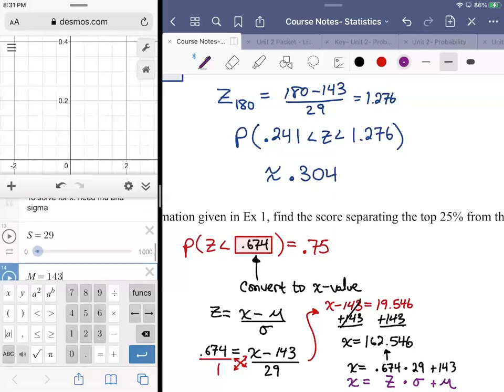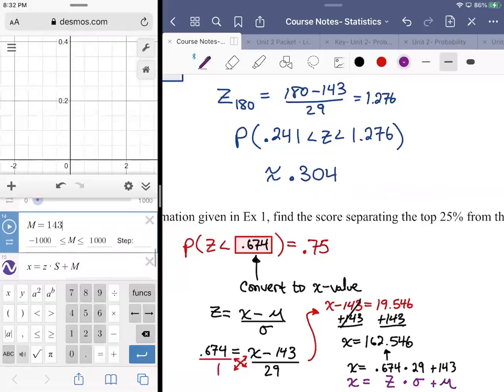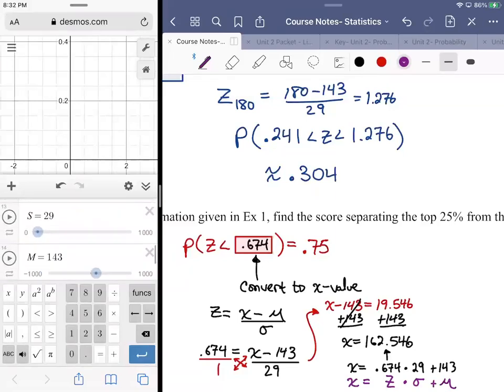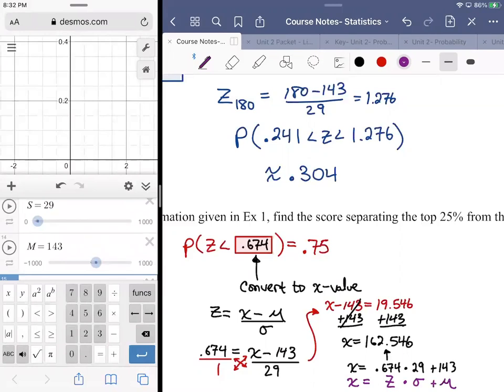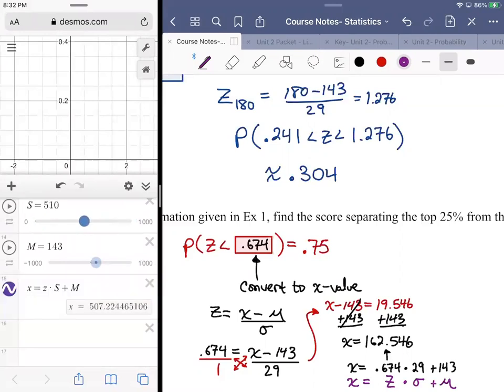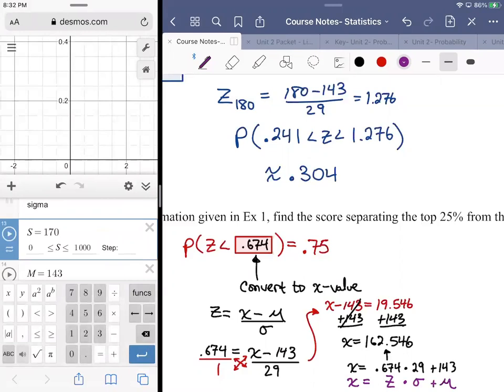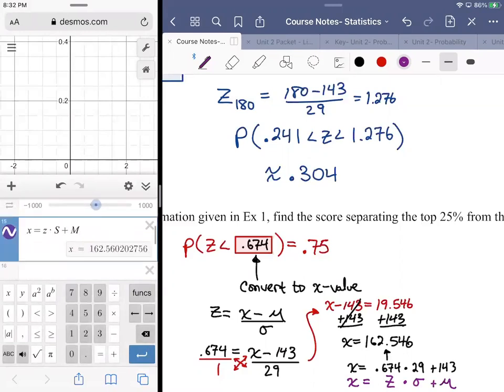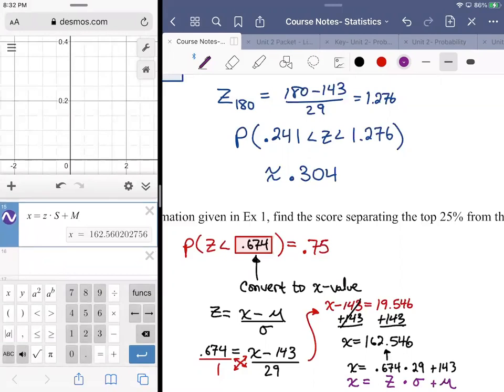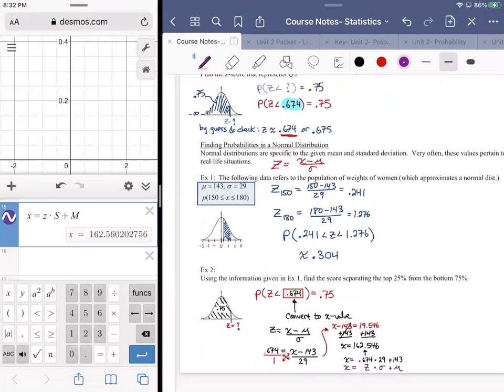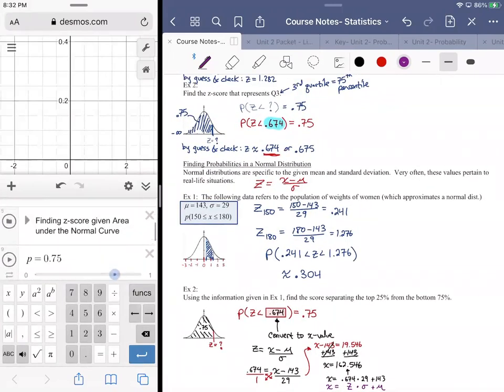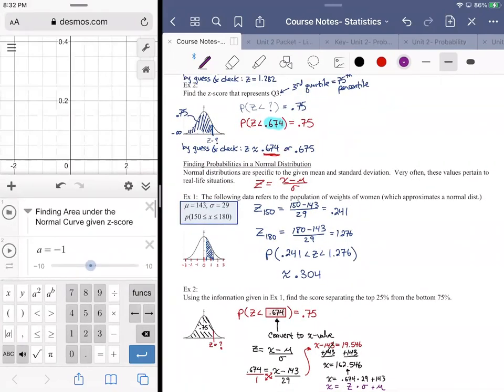All right. But then once I do that, you can see here, I got my sliders at 29 and 143 respectively. Well, I lost that. Let me just do that real quick. And you can see that it automatically computed the X value for me. All right. So for a problem like this, I got a lot of stuff going on here.